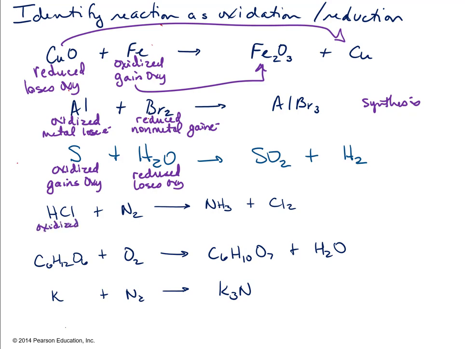Part of it's just trying to make sure you keep that straight. If you lose electrons or you lose hydrogen, that's oxidation. If you gain oxygen, that's oxidation. So look at nitrogen. N2 becomes NH3. So do you see that nitrogen gains hydrogen? So that means it is reduced.